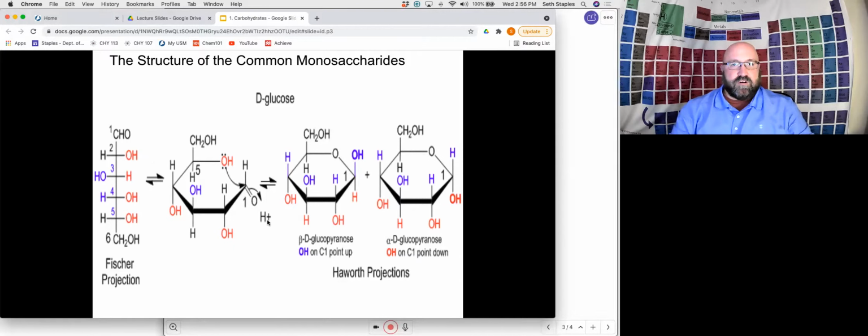And so just another depiction of what's going on there. There's our Fischer projection over to our Haworth projection, beta with our OH going up, and alpha with our OH coming down. And we can see again, for instance at the 2 position, our OH is to the right, and so that points down. OH to the left points up.